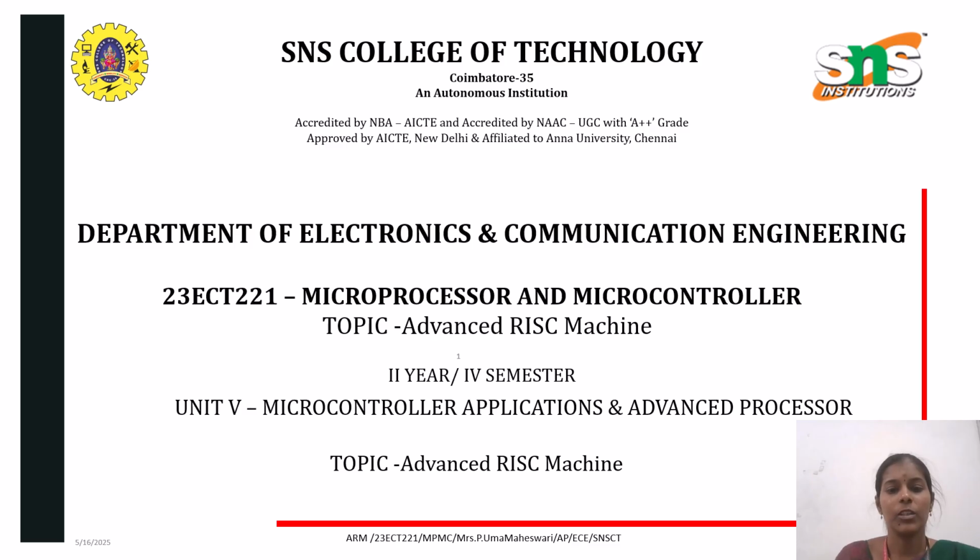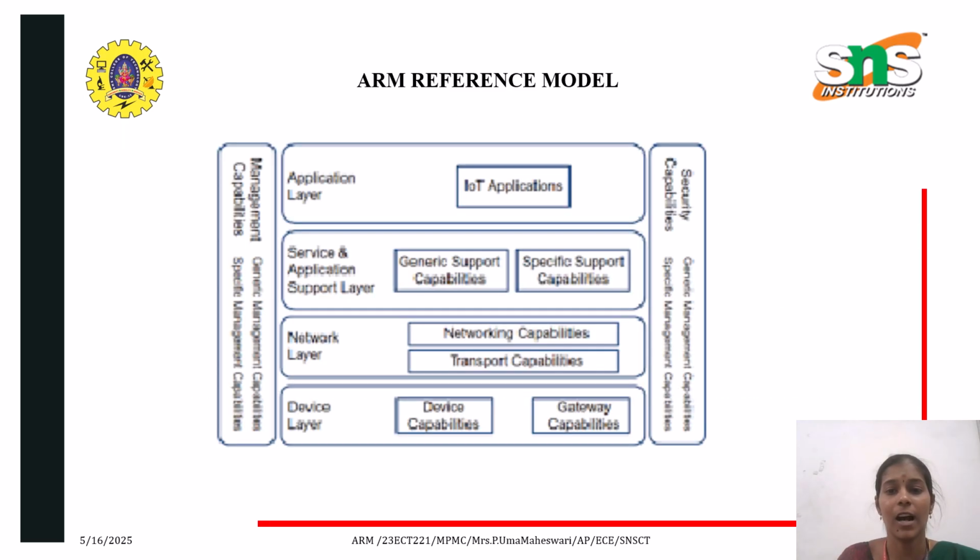I am here to talk about the microcontroller application and advanced processor, in the topic of Advanced RISC Machine, which is also called ARM. Before we go into ARM, what is ARM, let us see the reference model of that ARM. In that, we will have 7 layers, the same as in computer networks. So the application layer, service application protocols, the network layer, the device layer, then security, and then management, everything.